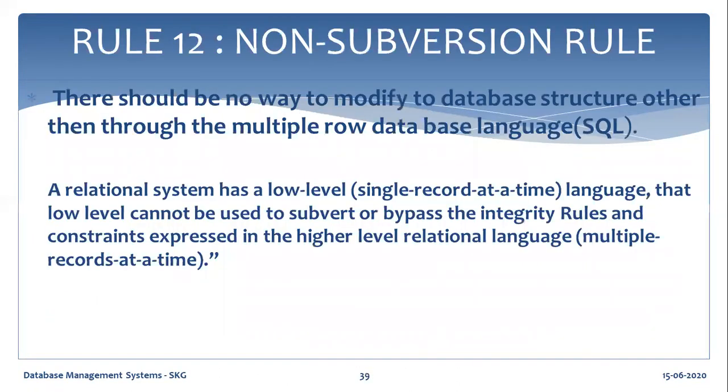Non-subversion rule. Now over here, a relational system has a low level, single row at a time language. That low level language cannot be used to subvert or bypass the integrity rules and constraints expressed in the higher level relational language, that is multiple rows at a time. So we should not change it to multiple rows at a time, as that is violating the rule. So that is the non-subversion rule.